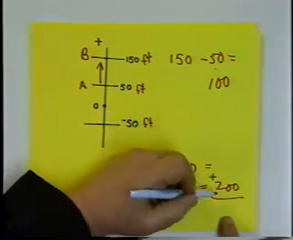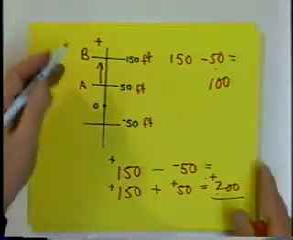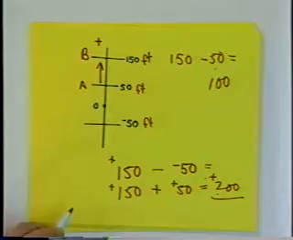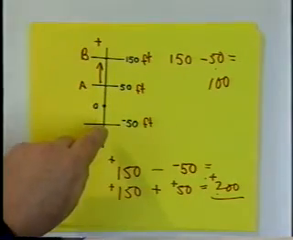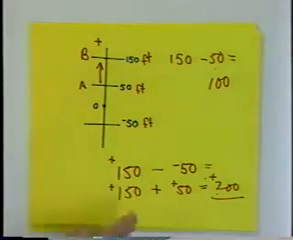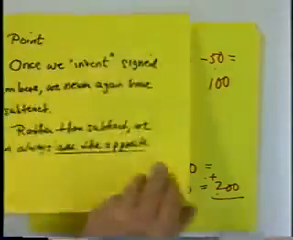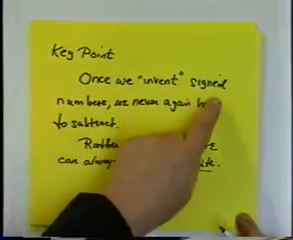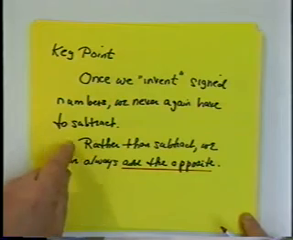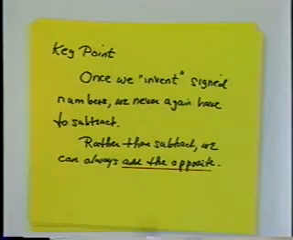all you have to do is what? Go up 200 feet. And the beauty of this system is I never have to draw this diagram. All I say is what? I'll take where I'm going, subtract where I started, and that signed number will always tell me how far I have to go and in what direction. But the most important thing is that once we invent signed numbers, we never again have to subtract. Rather than subtract, we can always add the opposite.